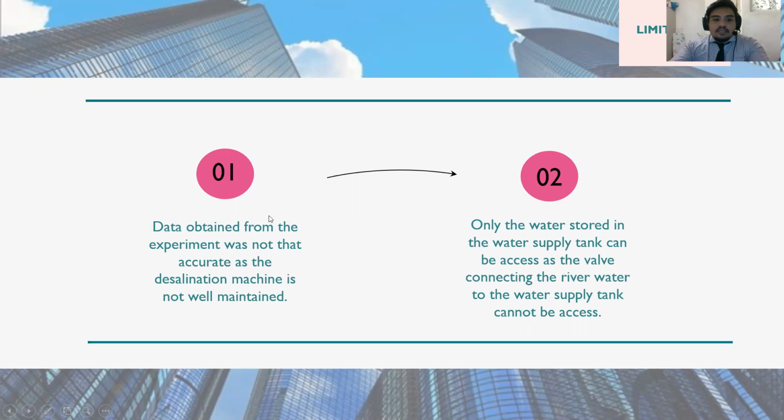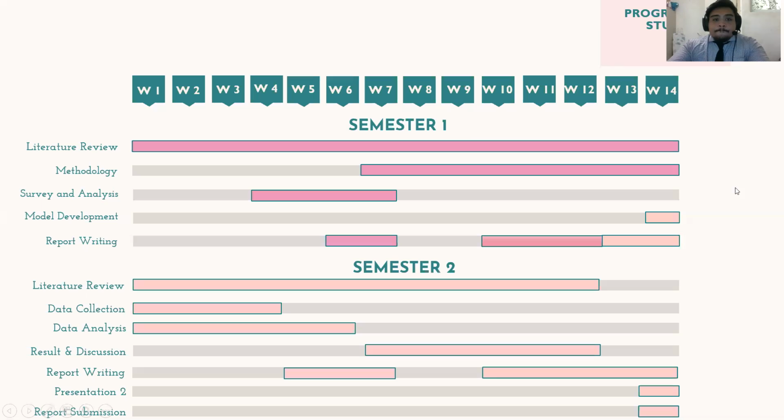The first limitation is that the data obtained from the experiment was not that accurate as the desalination machine is not well maintained. Next, only the water stored in the water supply tank can be accessed, as the valve connecting the river water to the water supply tank cannot be accessed. This is the progress of the final year project, from semester 1 to semester 2.